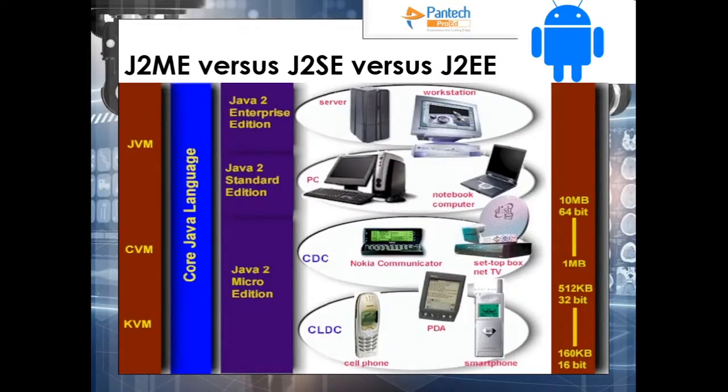These are the different types of frameworks we can develop. If it is Java 2 Enterprise Edition, we need to develop web applications, like server-oriented or client and server-oriented ones. Java 2 Standard Edition is nothing but desktop software. If you need to develop any desktop software, you can use Java 2 Standard Edition.